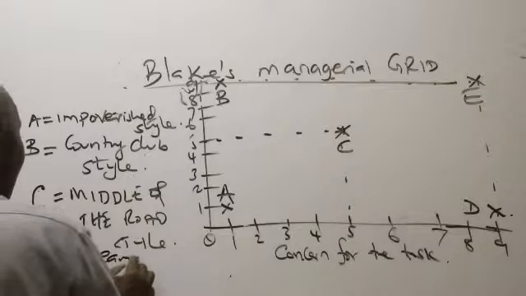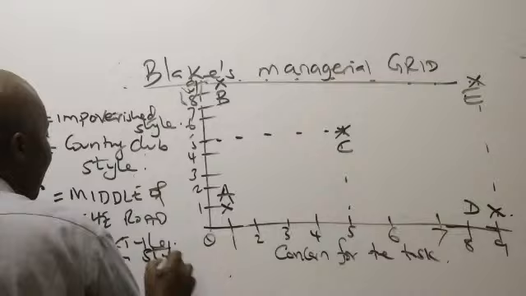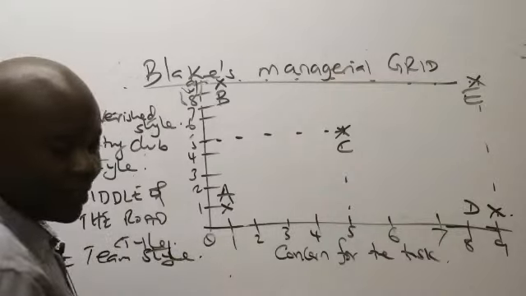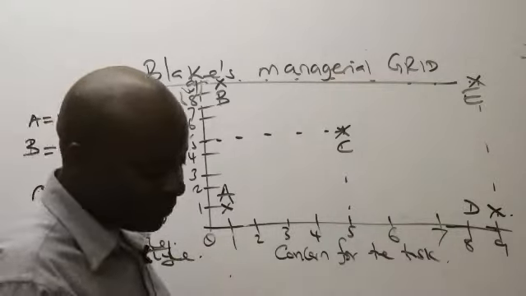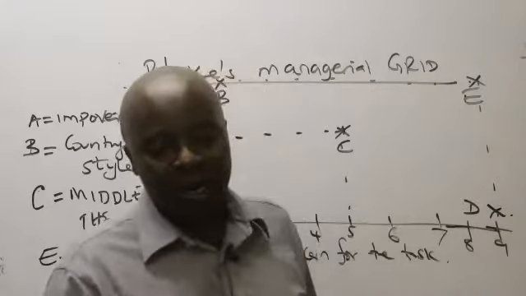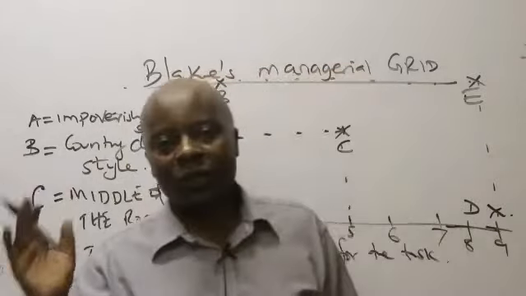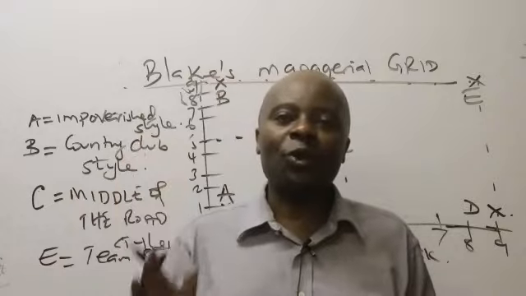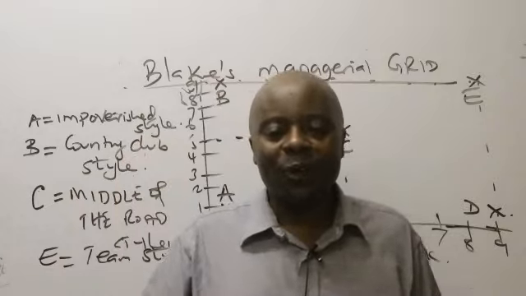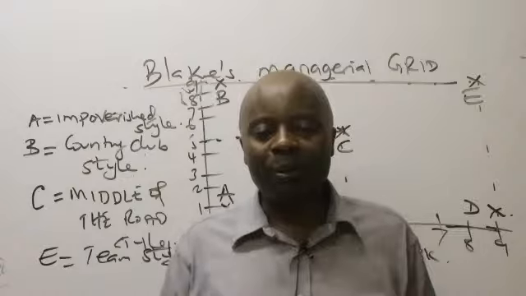This is the team style or team management style, right? And that way, of course, the team management style is the optimal because your tasks will be done, and then at the end of the day, you're also having a concern for what here? Your team, concern for your people.